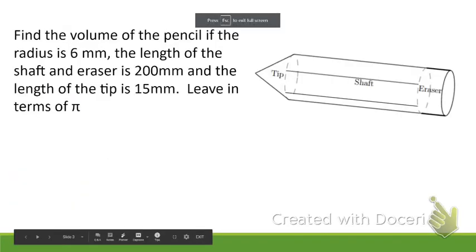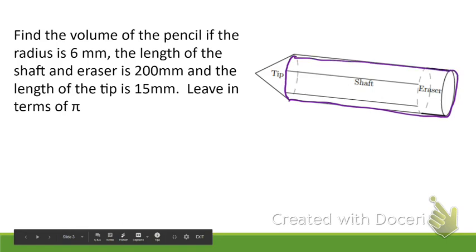Okay. So we have a pencil now. All right, and we're going to find the volume of this pencil in millimeters. So if the radius of this pencil is 6 millimeters, the length of the shaft and the eraser is 200 millimeters. Okay, so that means this entire length of the shaft and the eraser, the whole thing is 200 millimeters.